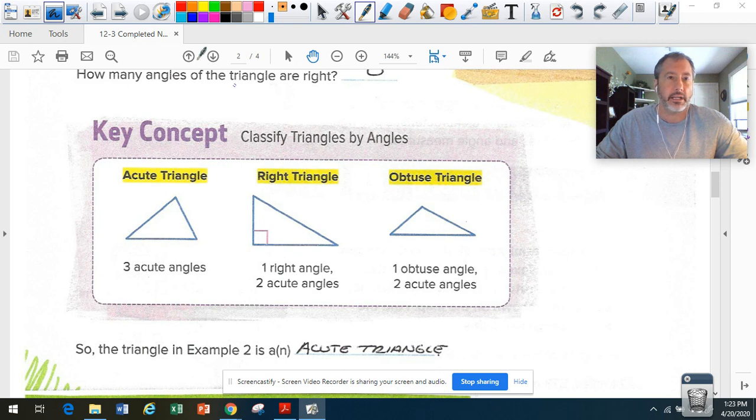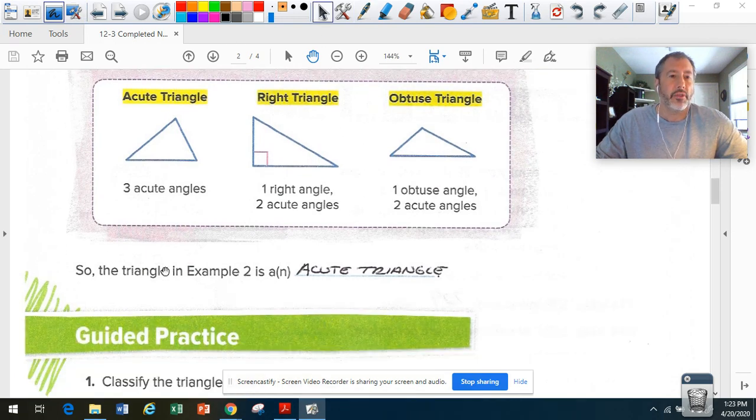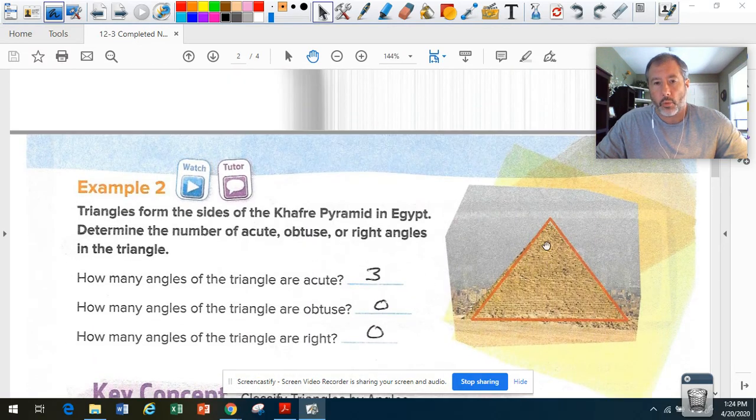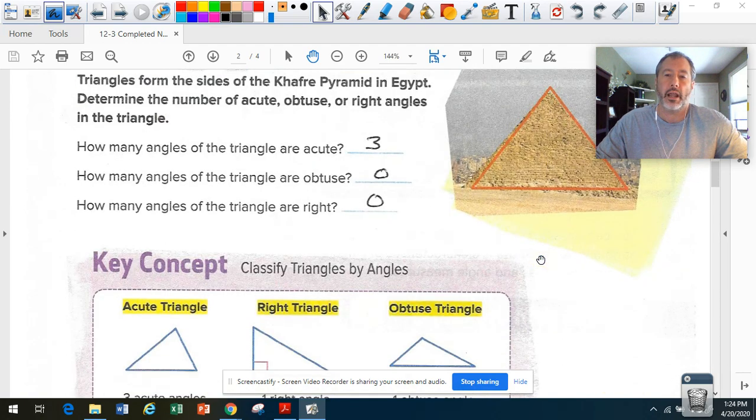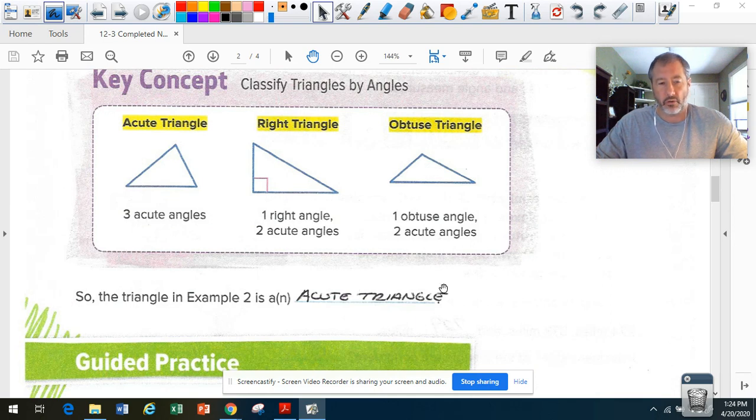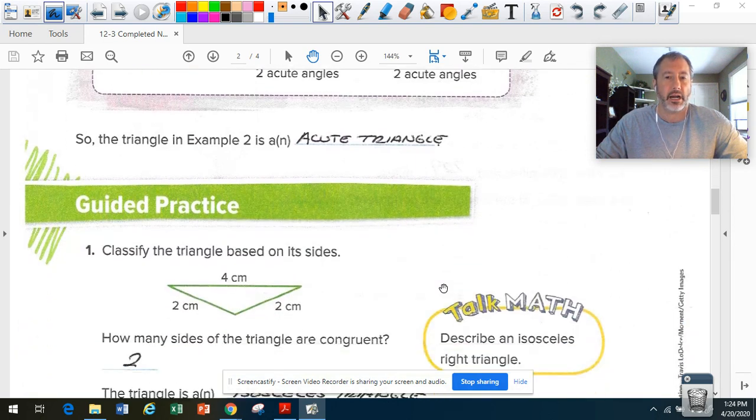So let's take a look here. What does this say here? It says, so the triangle in example 2 is an example of, so if we look here, we said that all of these angles here are acute, which would make this triangle here an acute triangle. Very good, guys. Okay, let's look at some guided practice right here.